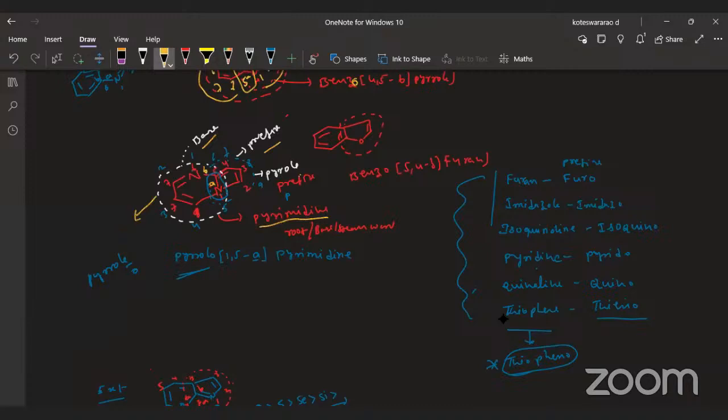Whatever the white circle is, it is called the pyrimidine ring. That ring system is called the pyrimidine ring.